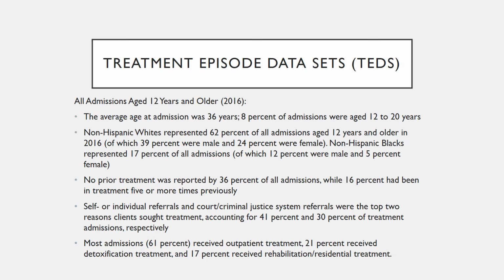So next we'll look at the Treatment Episode Data Sets, which is research done regularly by SAMHSA. This particular one comes from 2016. They took a look at everyone who entered treatment that year, ages 12 years and older. What they found was that the average age at admission into treatment was 36 years old, and about 8% of those admissions were aged 12 to 20.